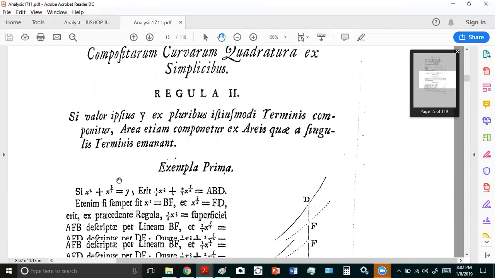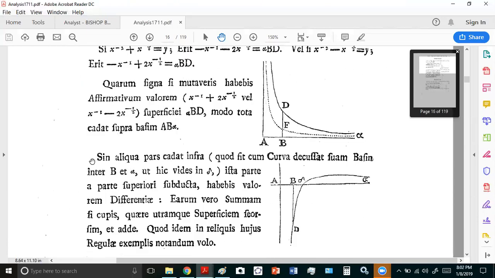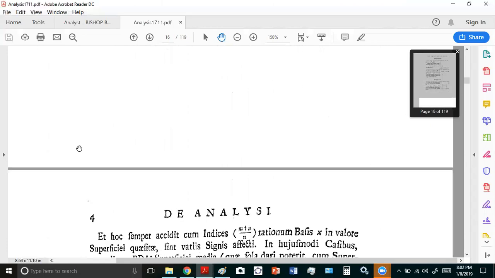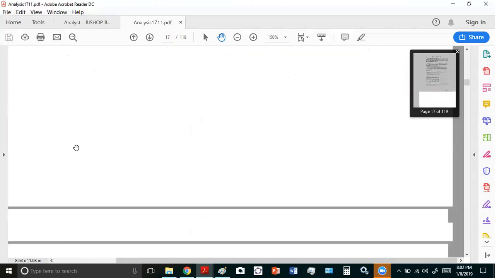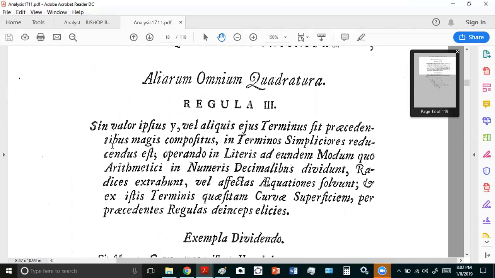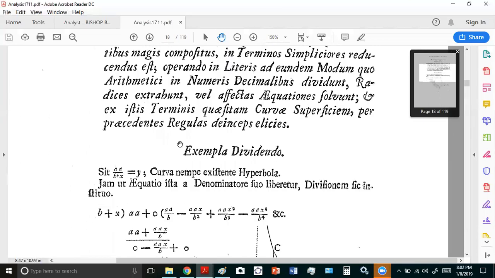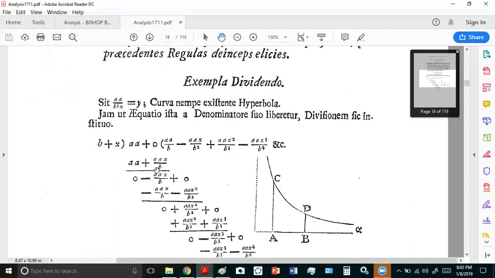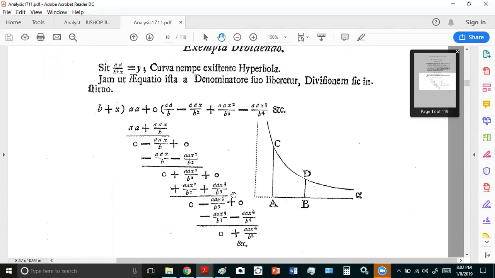And then finally, he gets down to what he intends to do with the infinite series. And this starts right over here. Aliarum omnium quadratura, and that means for all other curves. Well, that's also not actually a given. But at any rate, he starts with this function here, y is equal to a squared over b plus x. And he uses this method of partial divisors, okay, which he demonstrates in here.